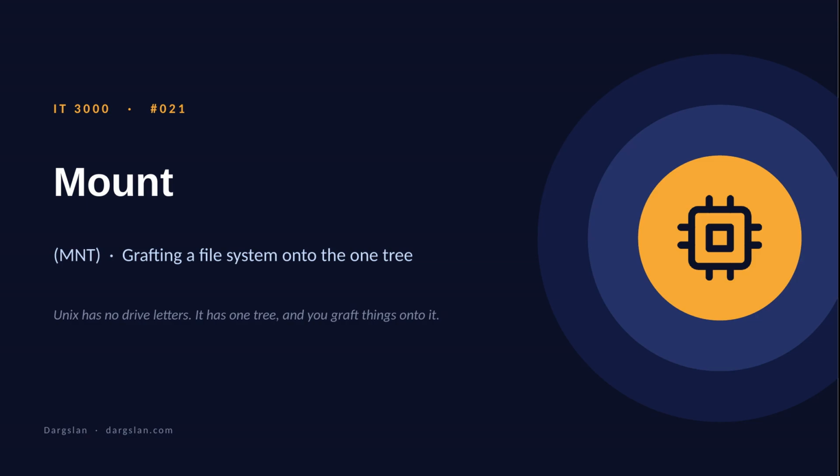Today we're going to unpack one of Unix's most quietly powerful ideas, the mount operation. Forget drive letters, forget C: and D:. Unix gives you one single tree, and mounting is how you graft new file systems onto it. By the end of this, you'll have a precise mental model of what actually happens when you type that command.